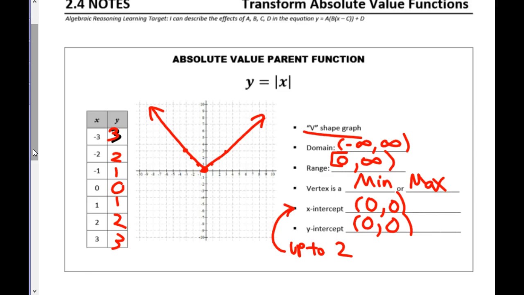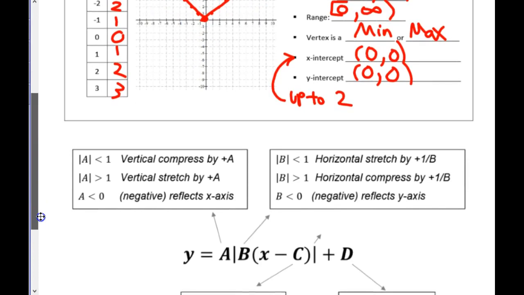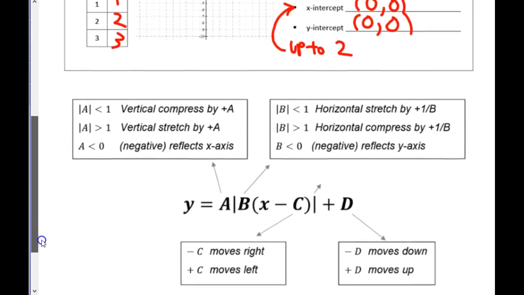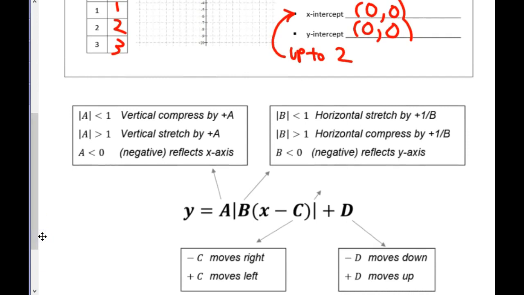So let me scroll down now. A is still vertical stretch or vertical compression or reflect over x. B is still horizontal stretch, horizontal compression, or reflect over y. C moves it left or right. D moves it up or down. And then C is a what? Insiders lie. C is a liar. Okay? Cool. So all we're going to do is same stuff we've been doing with a new function.